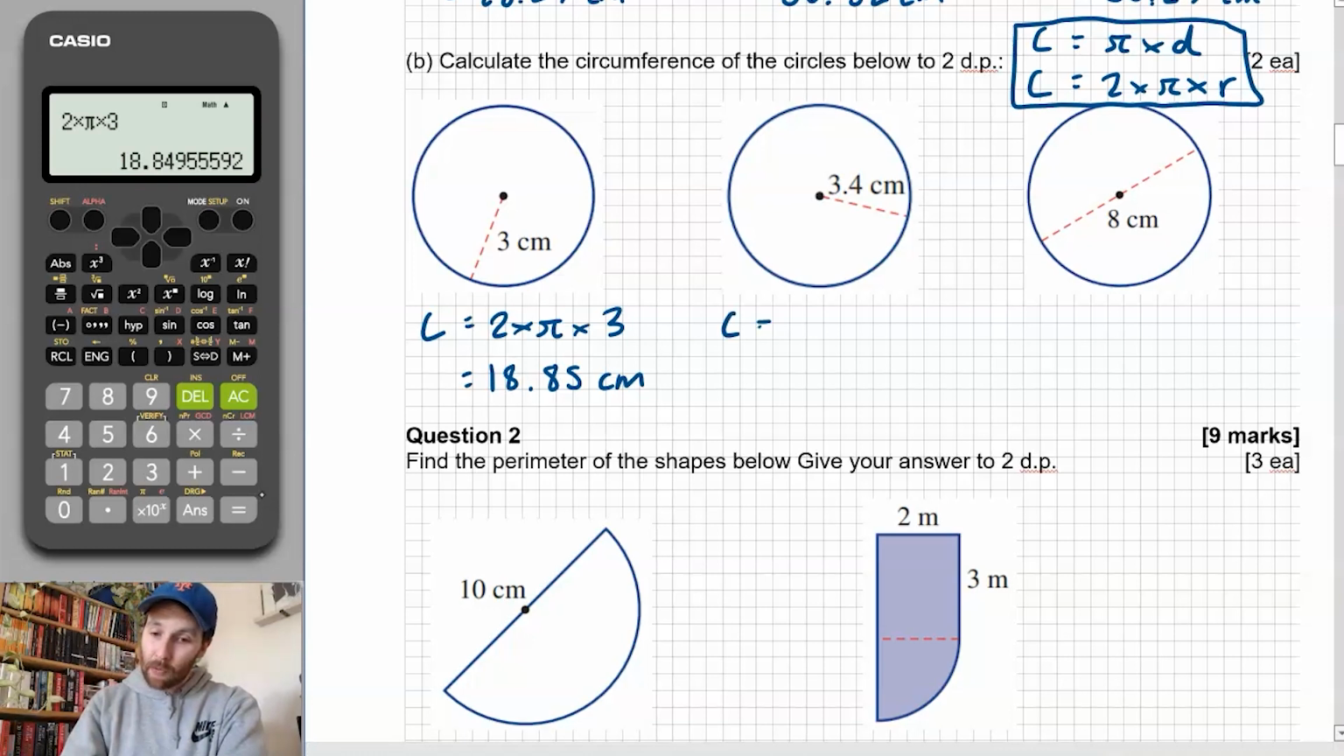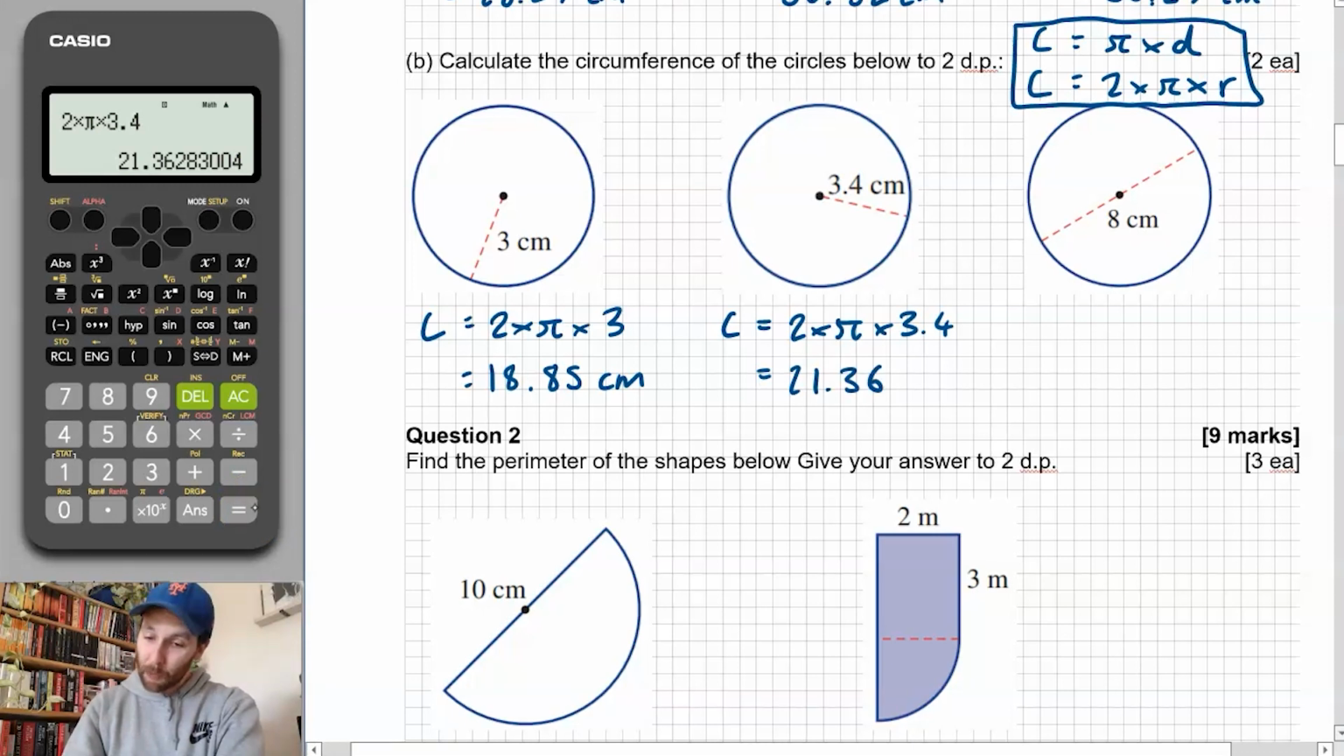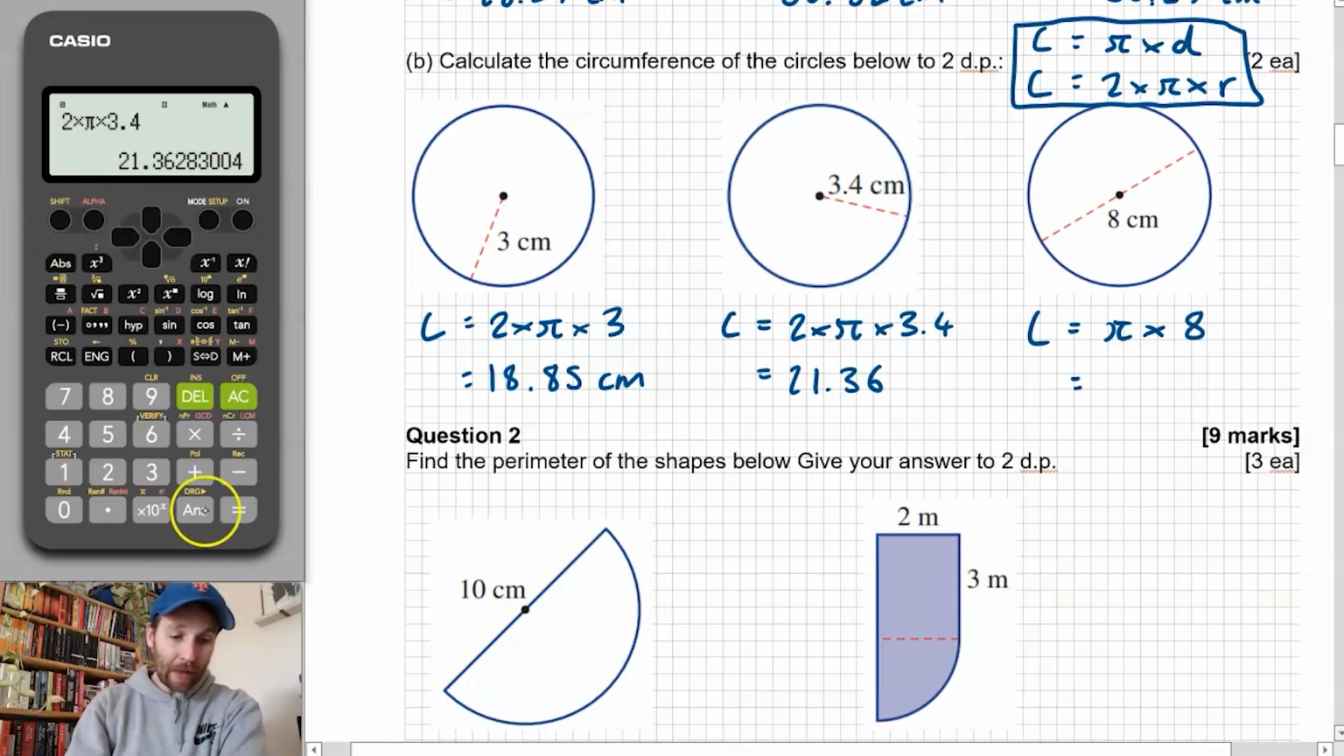Next one, we're given the radius again for the second one, so the formula we'll use is 2 times pi times the radius. The radius is 3.4, and then on your calculator, 2 times pi times 3.4. So 21.36. Then for the next one, we're given the diameter, so we can just go pi times the diameter, which is 8 for that one. And on the calculator, pi times 8 gives us 25.13 centimeters.